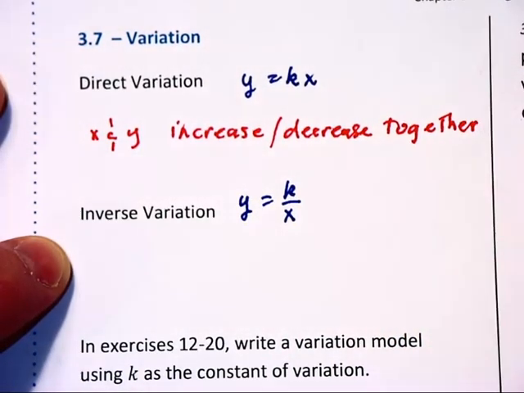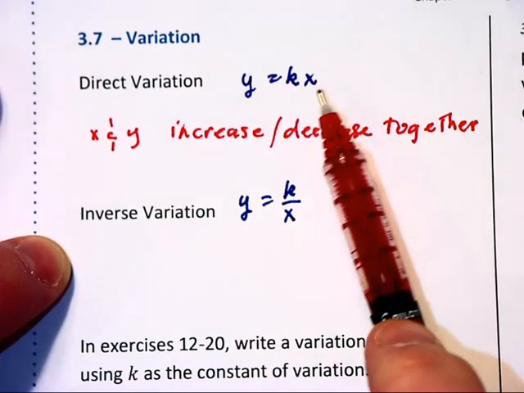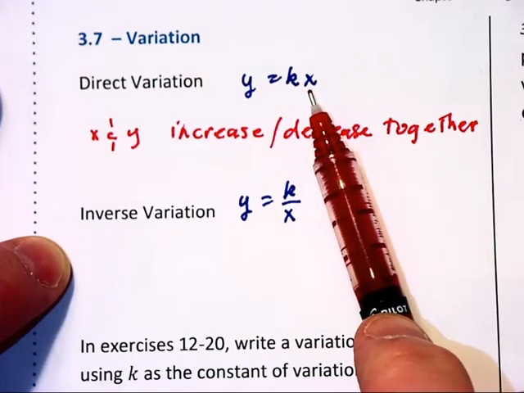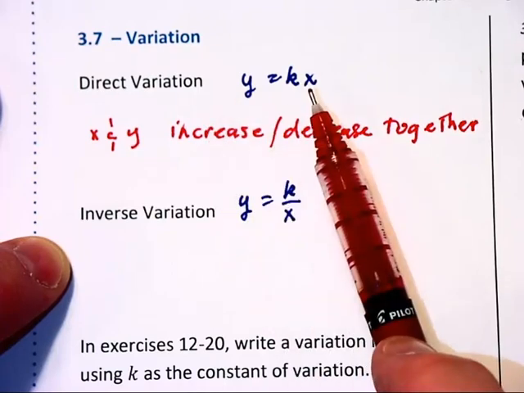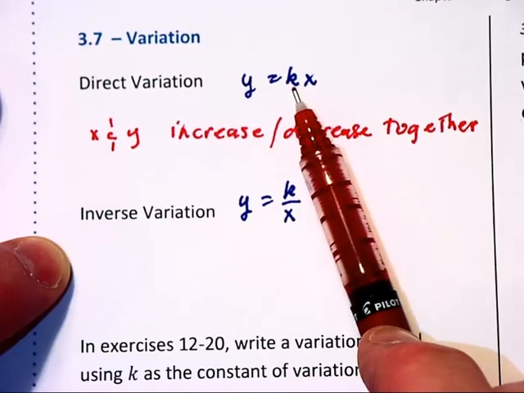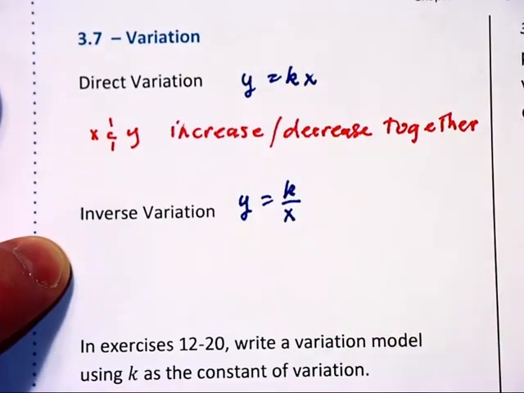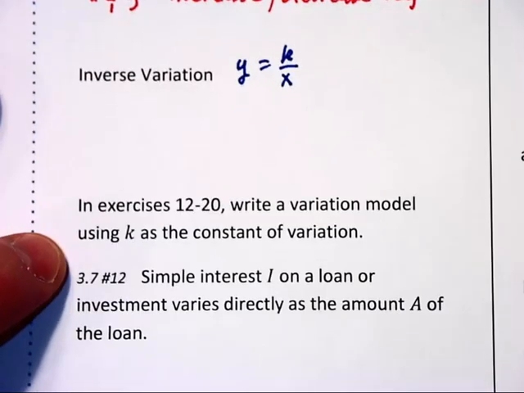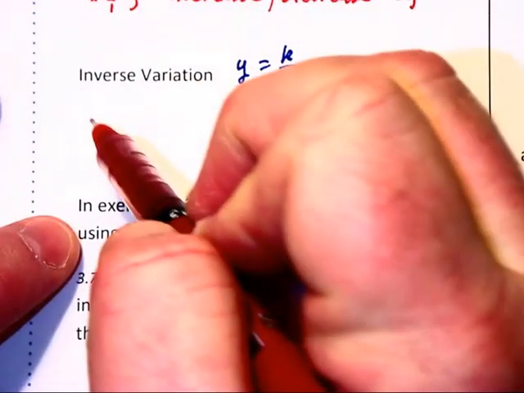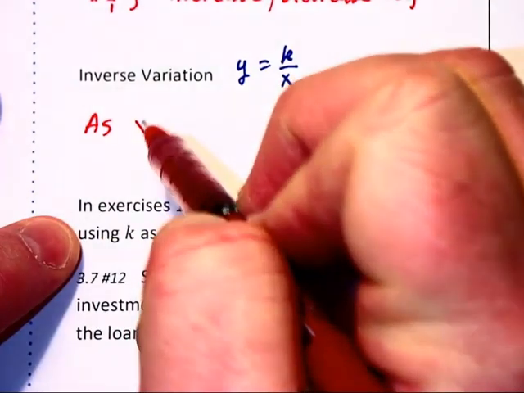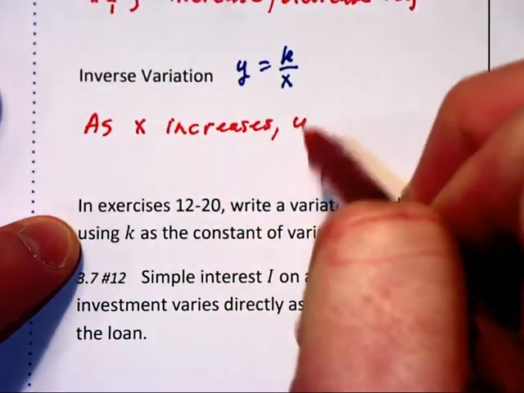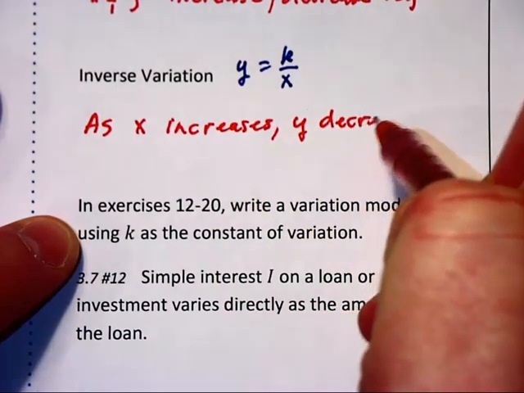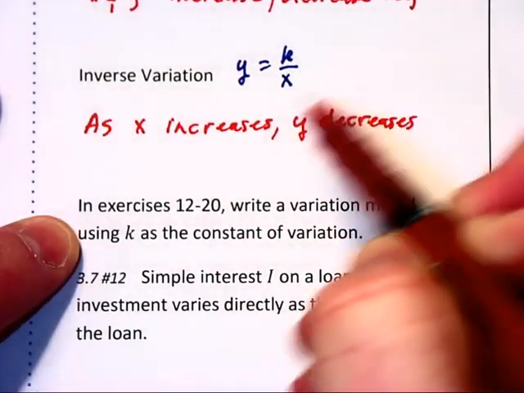In other words, if I substitute a large value in for x, multiply by k, I will get a large value coming out. If I put a small value in, multiply by k, I will get a small value out. Now the opposite holds true for inverse variation. We say that as x increases, y decreases, and vice versa.